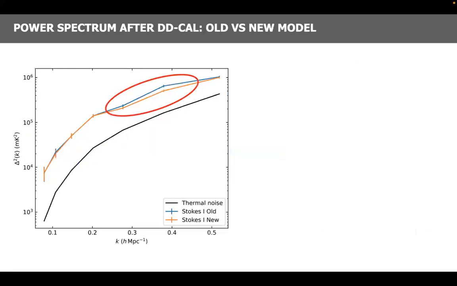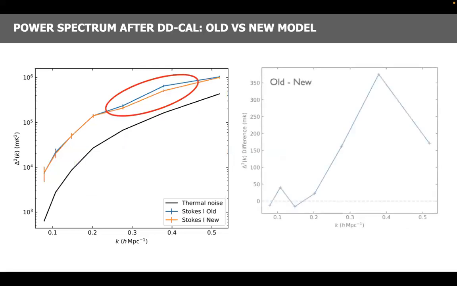This is even more clear if you look at the spherical power spectrum. So at low K, the difference is not so high. This is old minus new from that plot. And we see that after K of 0.2, the difference starts to be something important.